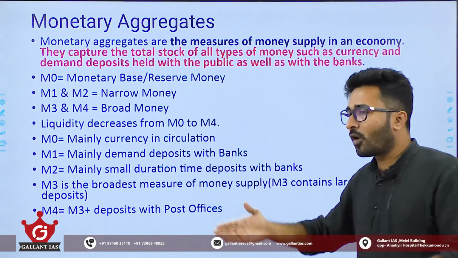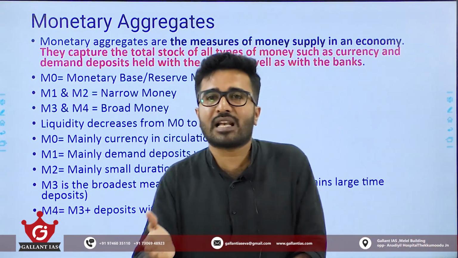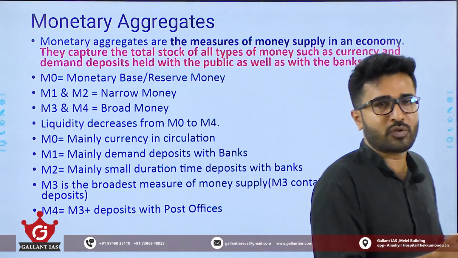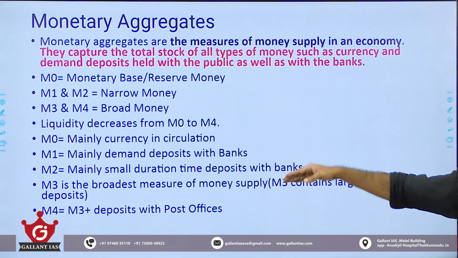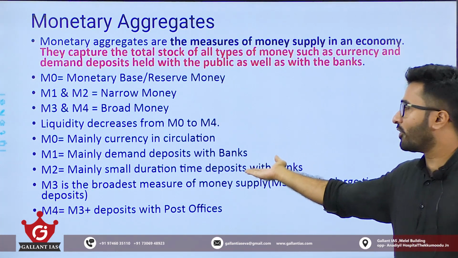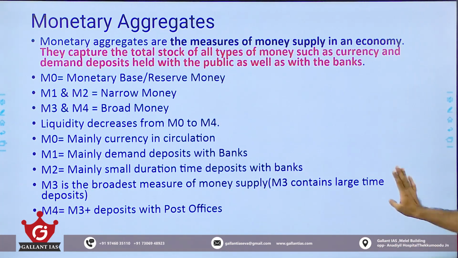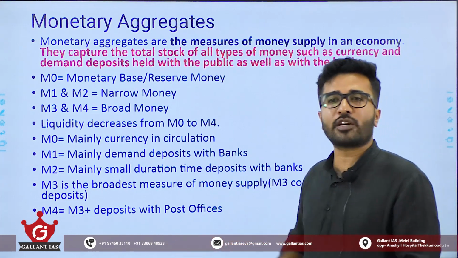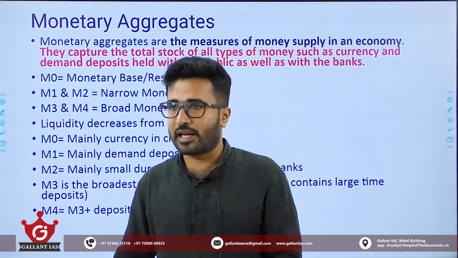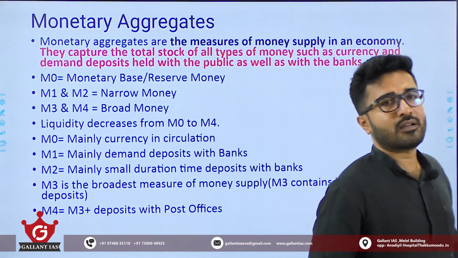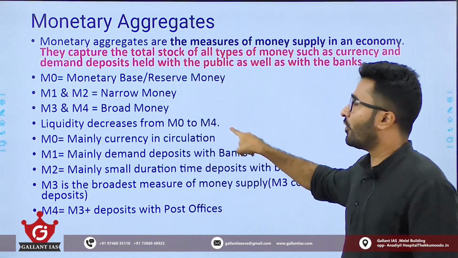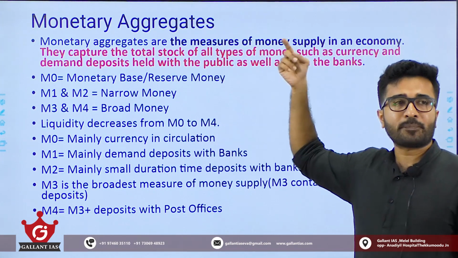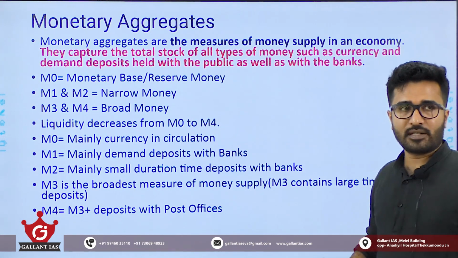In M2 we said that the maturity of the fixed deposit was less than 1 year or so. In M3, the maturity date is longer, say 5 years or 3 years, more than the period of M2. So these are included in M3. Only after 5 years can you get your money back, so it is less liquid than M2. So from M0 to M4, as we move, liquidity decreases, right?